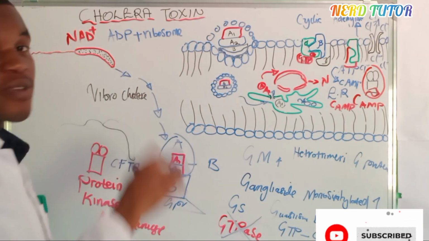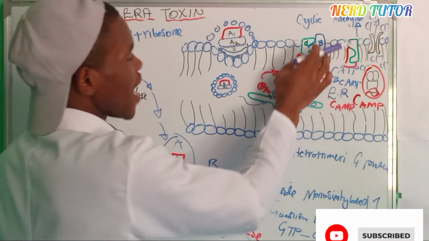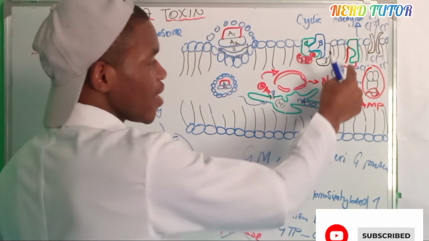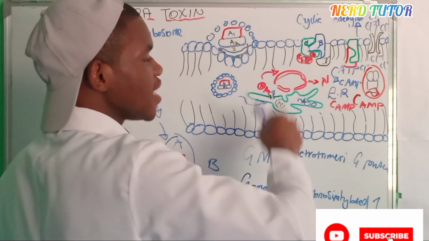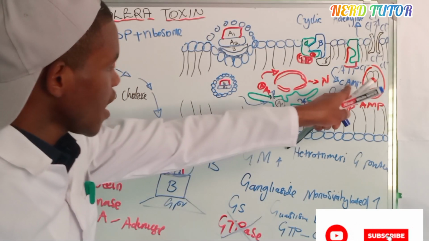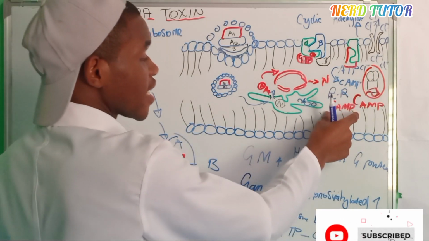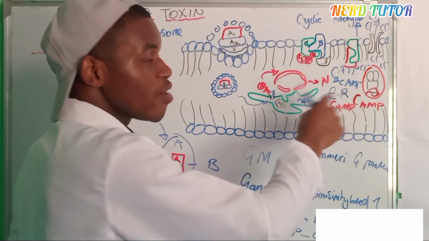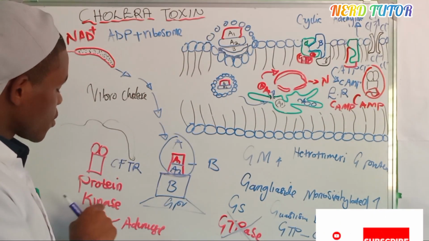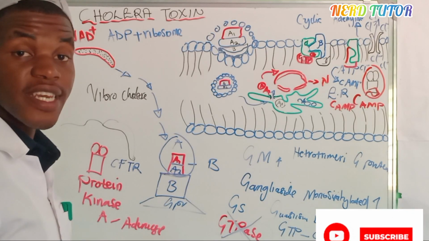This is the ADP ribosylation reaction. We are adding ADP and ribose to the alpha subunit of the Gs protein. So this guy won't be turned off, meaning more ATP will be converted to cAMP, cyclic adenosine monophosphate. A lot of cyclic adenosine monophosphate in the cell will stimulate protein kinase A. What is the function of protein kinase A? It is more like a regulatory protein.